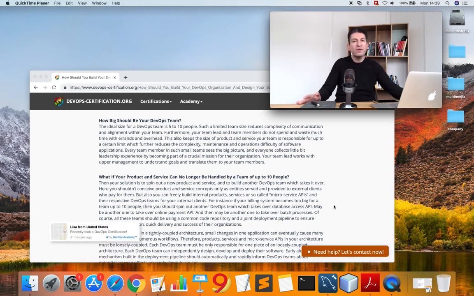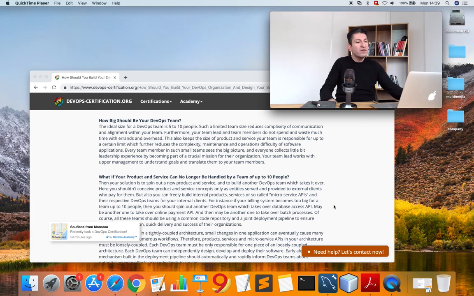There are, of course, some downsides and upsides to these decisions. We will also touch on them briefly. But again, 5 to 10 people is not a hard and fast rule that you should stick to no matter what. Such a limited team size reduces the complexity of communication and alignment within your team. Clearly, if you have a bigger team such as 20 people, then the communication will be more cumbersome. Furthermore, your team lead and team members do not spend much time on errands and overhead, as the team size is smaller.